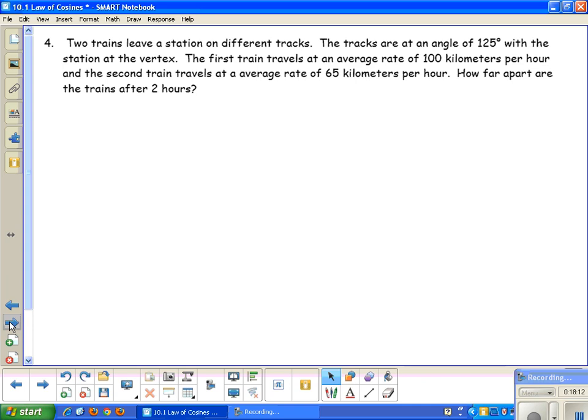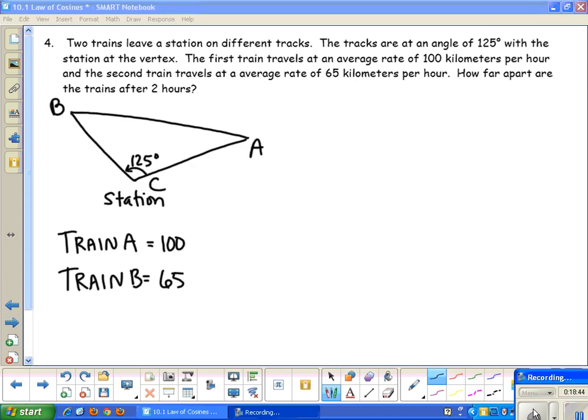For this word problem that we have, it says 2 trains leave the station on different tracks. The tracks are at an angle of 125 degrees with the station at the vertex. The first train travels on an average of 100 kilometers per hour, and the second train travels at an average of 65 kilometers per hour. How far apart are the 2 trains after 2 hours? So now I would challenge you guys to pause the video here and take a second to see if you can make a picture of this and see if you can work it out, and then unpause it and I'll show you the answer. So here's our picture so far.